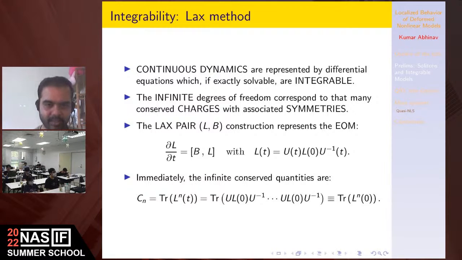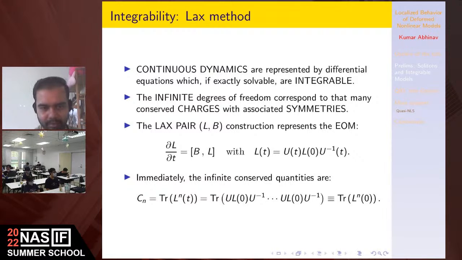All this is represented by the Lax pair. It's a pair of operators, say L and B here. The equation of motion, the dynamical equation, is represented like this: dL/dt is equal to the commutator of B and L. In a quantum system, it is the commutator. In a classical system, it can be the Poisson bracket also. So that is the equation of motion.